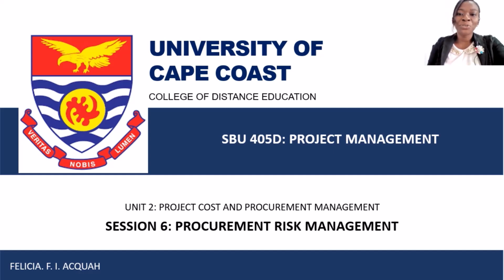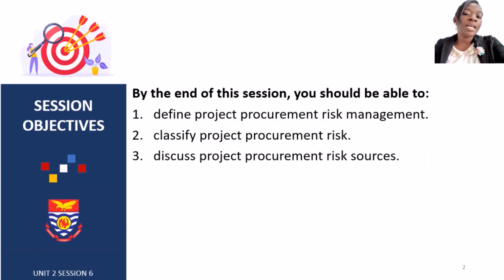I'll be taking you through this Unit 2, Project Cost and Procurement Management. Specifically, we're going to focus our discussion on Session 6, which is Project Risk Management. By the end of this session, you should be able to define project procurement risk management, classify the various procurement risks we have, and then discuss some of the sources of this project procurement risk as well.